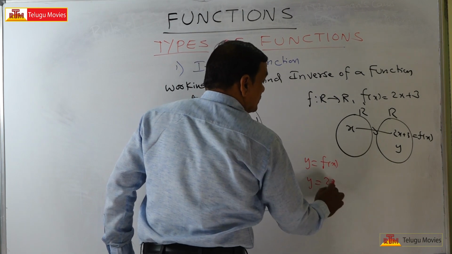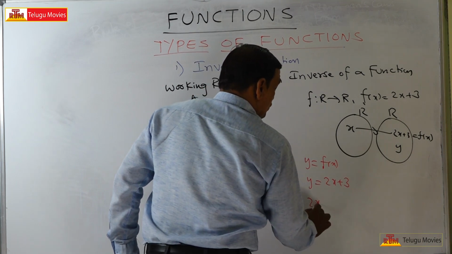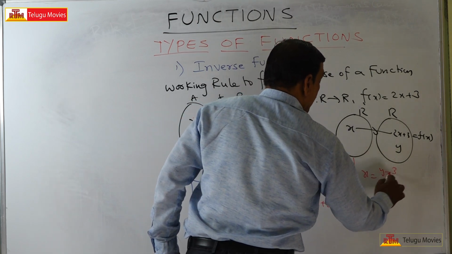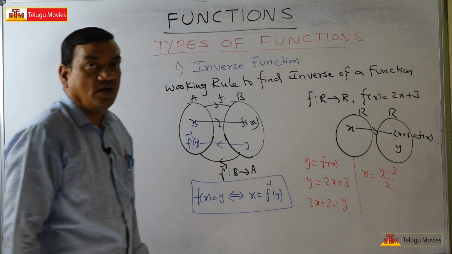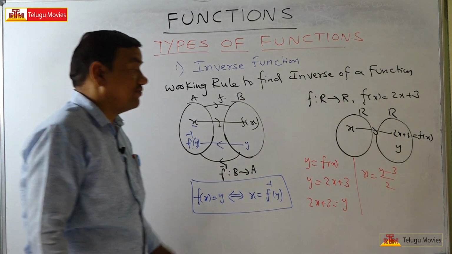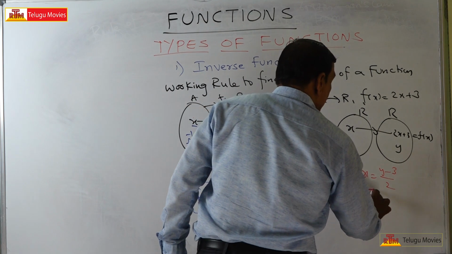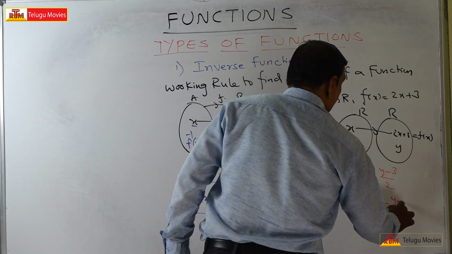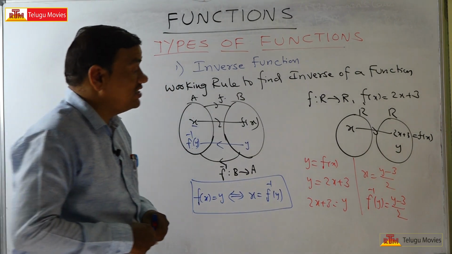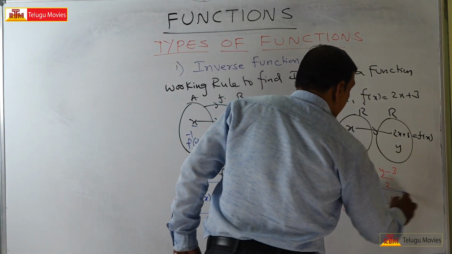What is your f of x? 2x plus 3. That means 2x plus 3 is equal to y. From this, x is equal to (y minus 3) by 2. What is your x? It is f inverse of y. So, in place of x, I will write f inverse of y is equal to (y minus 3) by 2. Therefore, actually, this is your inverse function.